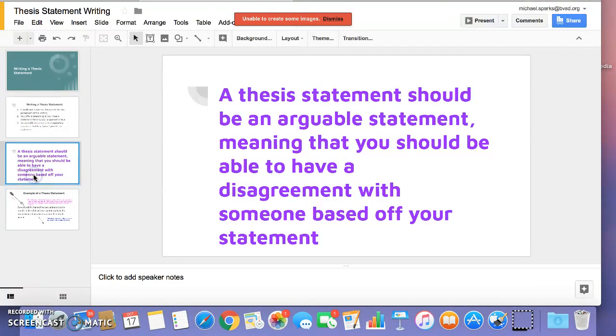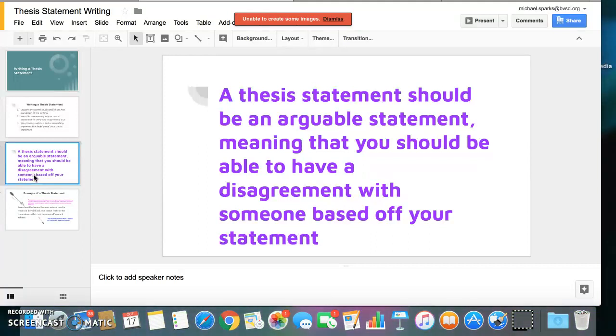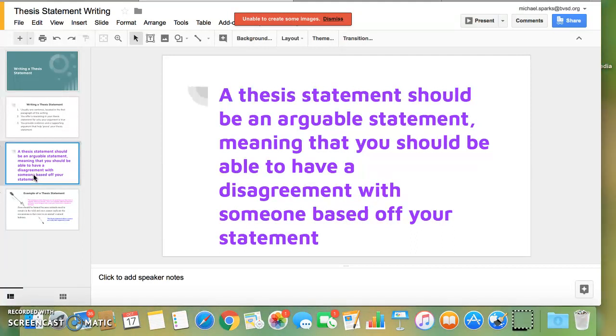Now, this next slide is a rule that I use to check my own thesis statements when I am writing them. Almost as if it's a filter. If you cannot pass this particular filter, then your thesis would need evaluating and probably be rewritten. A thesis statement should be an arguable statement, meaning that you should be able to have a disagreement with someone based off of your statement.